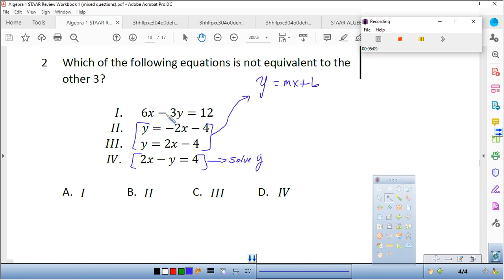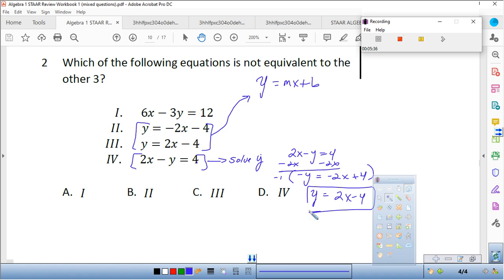Now, I don't solve this one because it's just a little bit bigger. It's the same equation though. Really, it's up to you how you want to do this one. So I'll go out here, 2x minus y is equal to 4, or minus 2x, minus 2x. I'm going to go negative y is equal to negative 2x plus 4. Multiply this whole thing by a negative 1. It gives me y is equal to 2x minus 4.